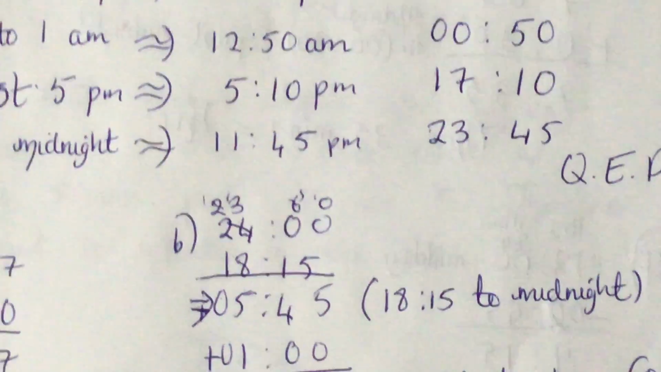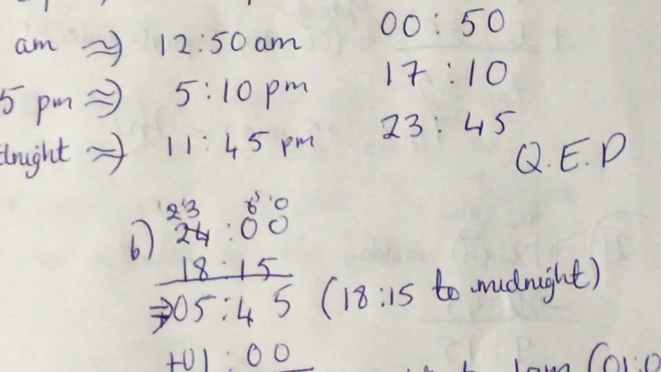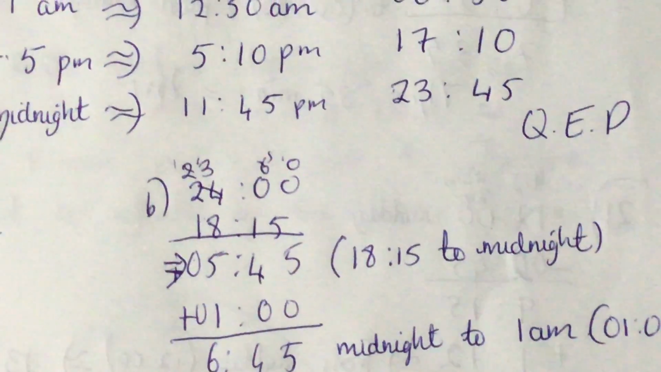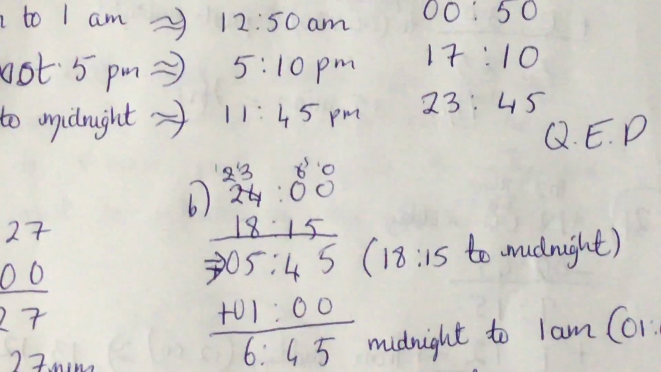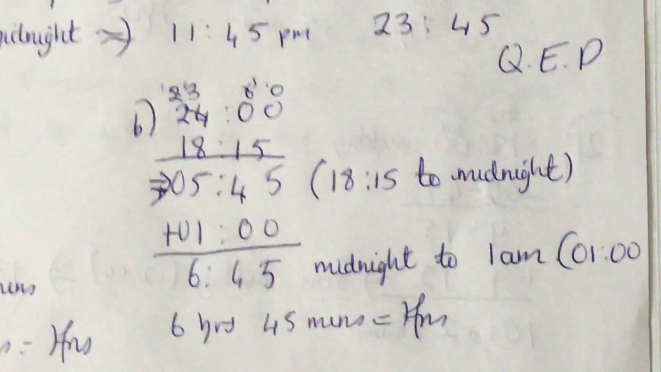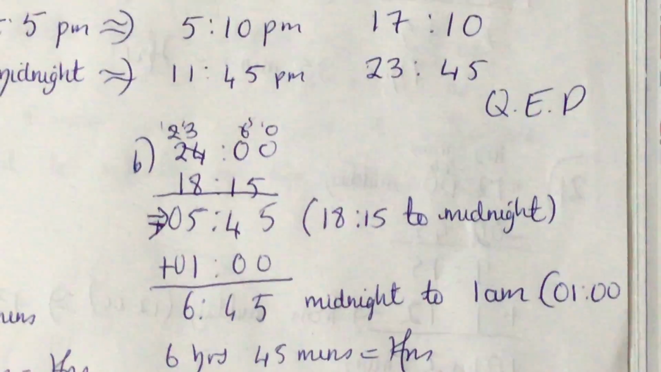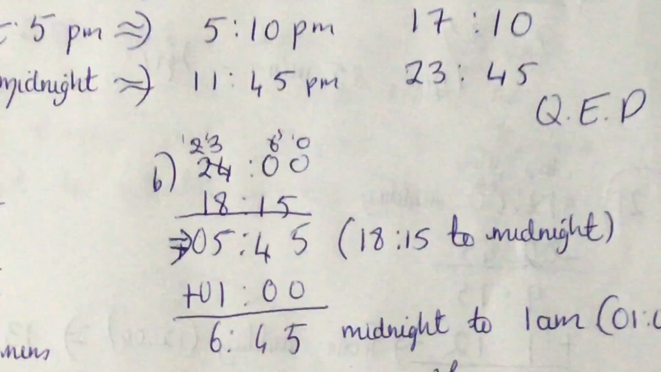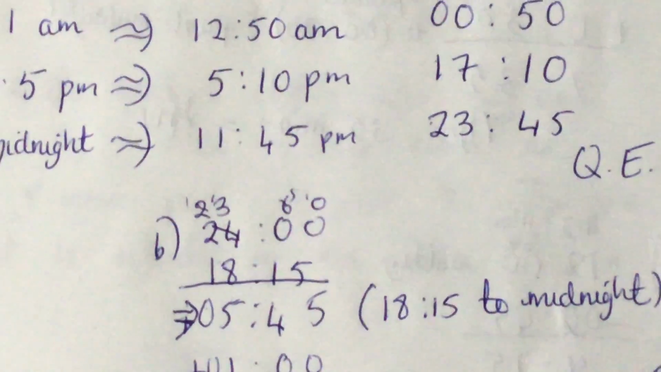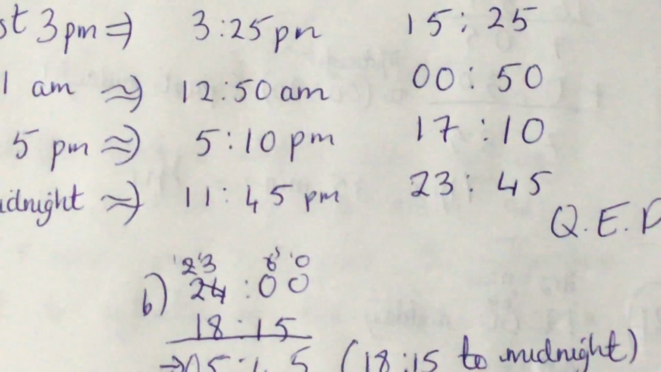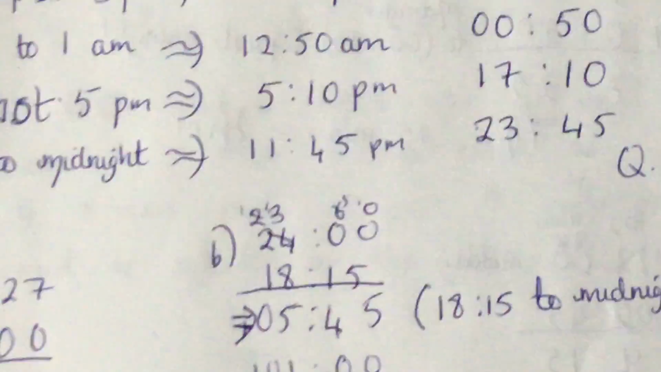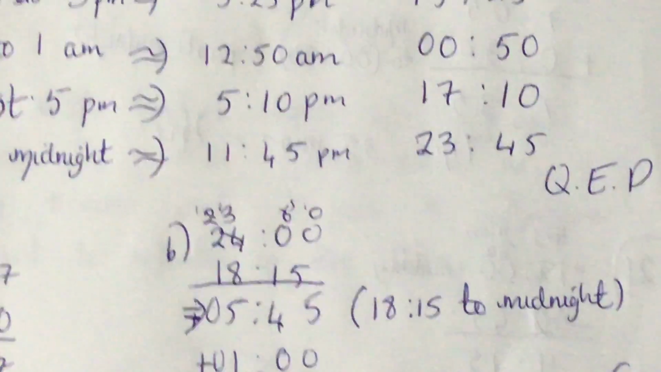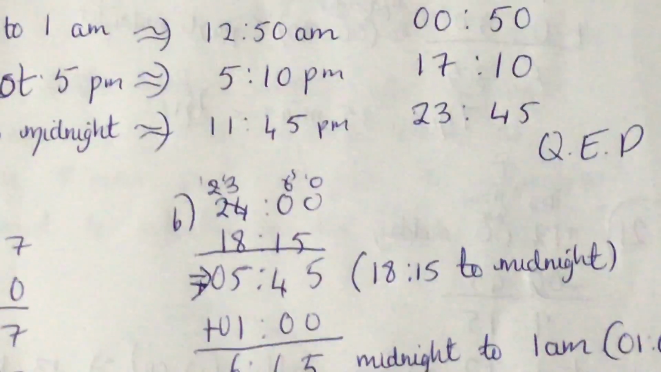From 18:15 to midnight. Now, they want us to tell us how many hours and minutes from 18:15 to 1 a.m. So I must add on the 1 hour from midnight to 1 a.m. And so in total, it'll take me 6 hours and 45 minutes to go from 18:15, 6:15 in the evening, to 2400 hours to 1 a.m.